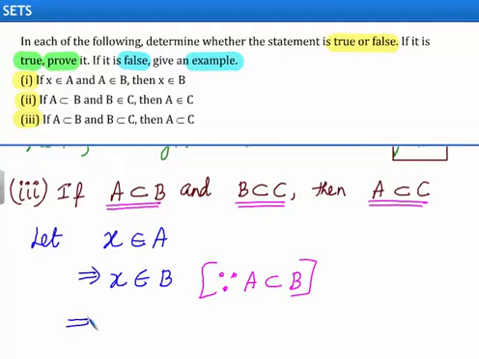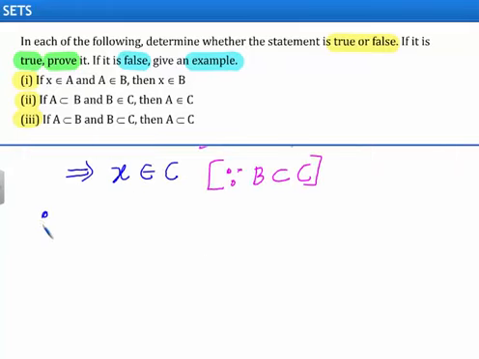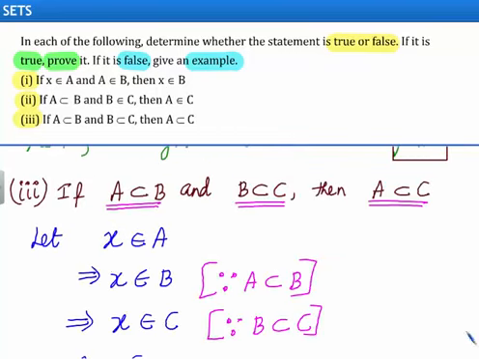This implies the element x belongs to the set C also, since B is a subset of C. Therefore, we can write A is a subset of C, since x belongs to A and x belongs to C, and A is a subset of B and B is a subset of C.